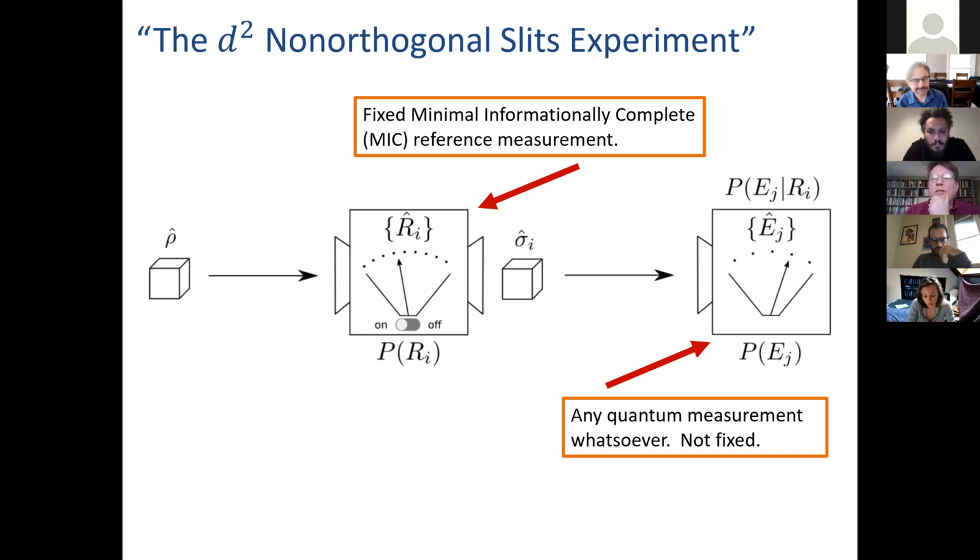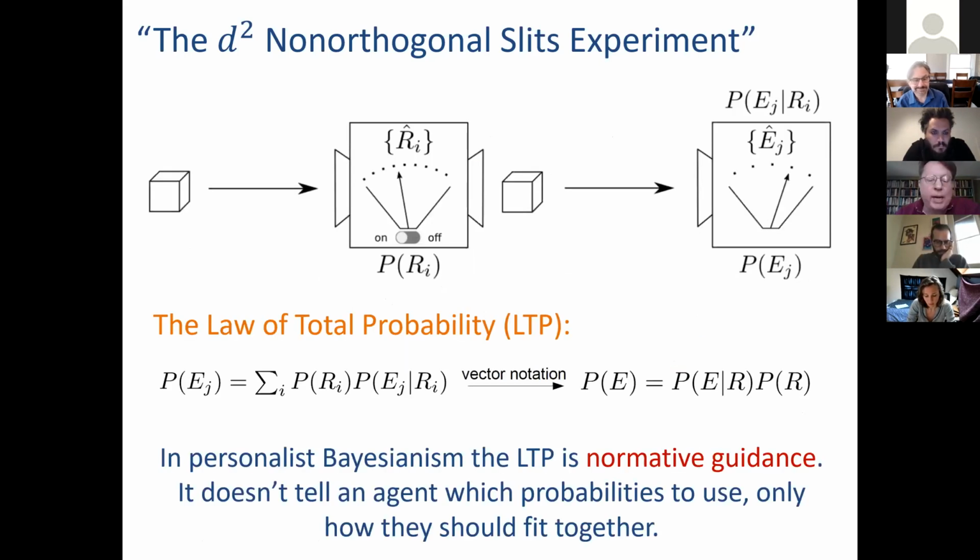Suppose I erase the quantum states and leave only the probabilities. So I've erased the quantum states from the picture. There's no rho here. There's no sigma_i here anymore. Suppose that somehow I just have hold of the probabilities, P of R_i, P of E_j given R_i, and P of E_j. Then we already know how to calculate P of E_j regardless of quantum mechanics. It has nothing to do with quantum mechanics. We just use the law of total probability for this situation. Whether these were classical measuring devices or quantum measuring devices, it wouldn't matter.